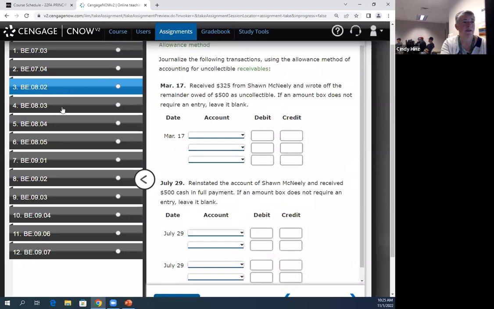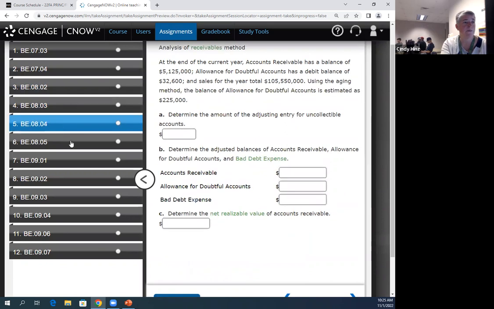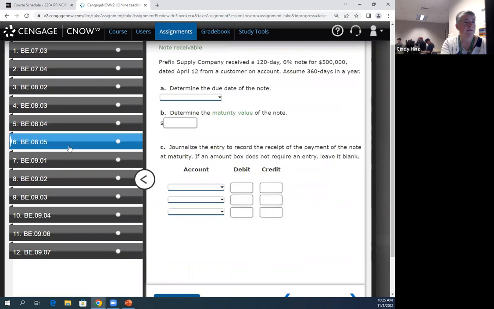Chapter 8 on receivables, you have exercises related to using the allowance method, both of the 2 methods that we talked about in class, the balance sheet approach and the income statement approach, analyzing receivables, and then an exercise about notes receivable, calculating interest using the simple interest formula, I equals PRT, finding the maturity value, doing entries related to that.